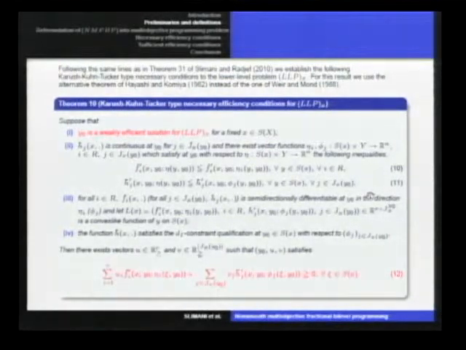We will use this relation 12 to transform the bilevel programming problem into a multi-objective single level programming problem.